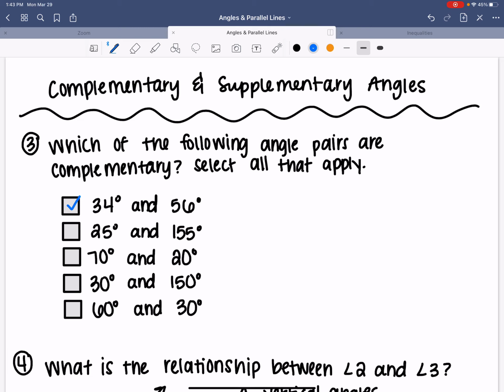25 and 155. Well, immediately, 155 is going to be way too large for a 90-degree angle. So it's not B. The third one, 70 and 20, that adds to be 90. 130 and 50 would be 180, that's too big, that would be supplementary. And then 60 and 30 add to be 90. Okay, so each one of these, when you add them together, they equal 90 degrees.